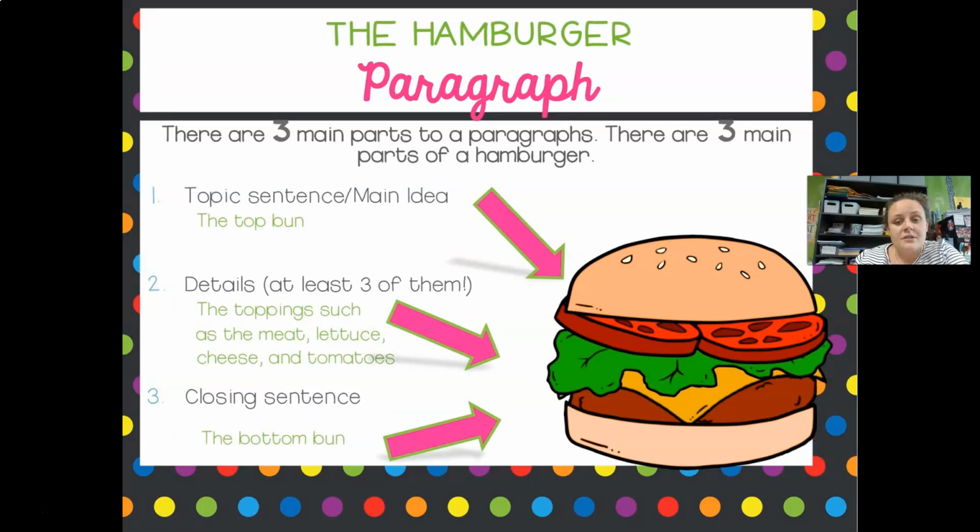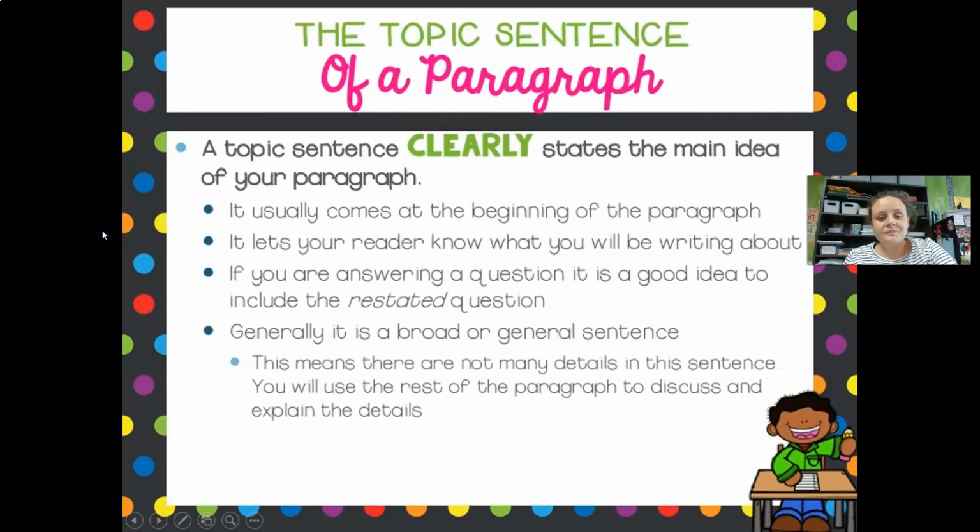There are three main parts to a paragraph, and there are three main parts to a hamburger. The first bun on top is like the topic or main idea sentence. The details, at least three of them, are like the things on the inside: the meat, the lettuce, cheese, and tomatoes. And the closing sentence is the bottom bun. We need all those parts for a good paragraph and a good hamburger.